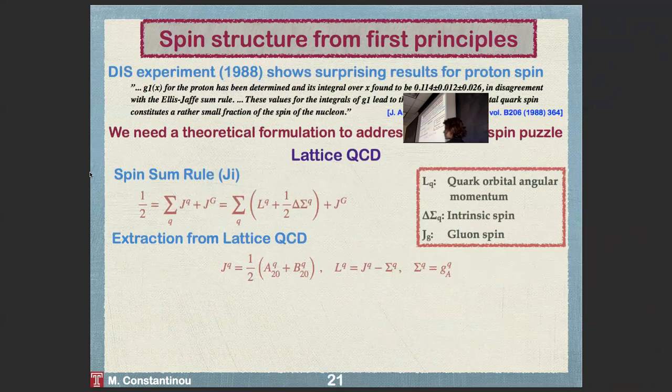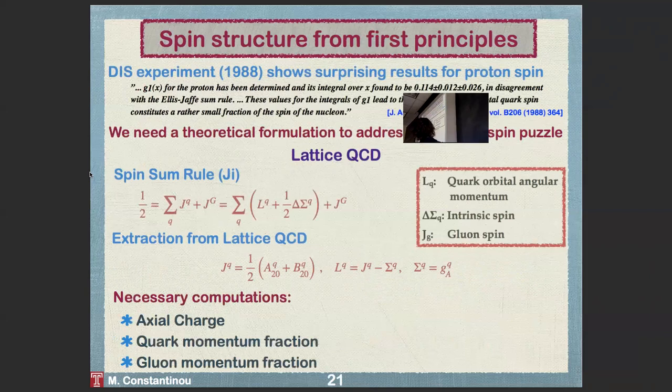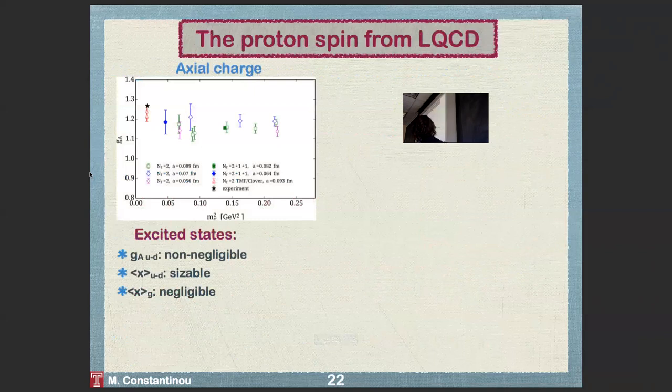Kefe is also computing the gluon spin using Manohar's decomposition. But I guess you will talk about this. No. Okay. So the computations that are needed to do the spin, some of them I have already shown, are the axial charge, which is the forward limit of the axial form factors, the quark momentum fraction, and also the gluon momentum fraction. I will not go into details.